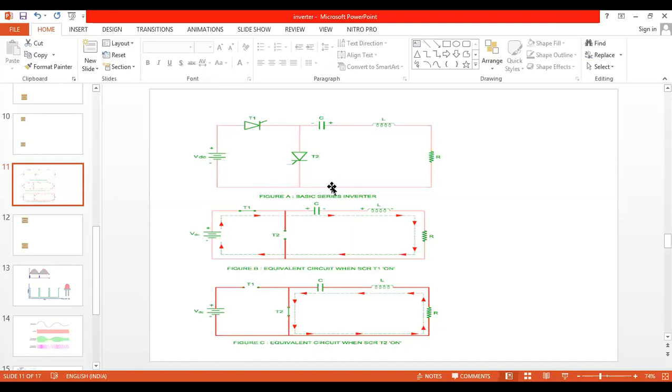A bridge inverter generates which wave, anyone tell me? Modified sine wave. So the series inverter generates the sine wave only because of the capacitor and inductor when they operate at resonant frequency. So first let us explain this circuit technically.